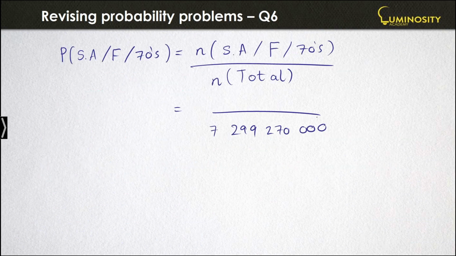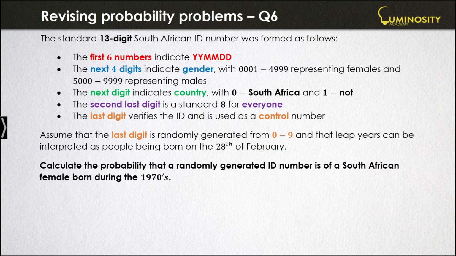Now we want the person to be from South Africa, be a female, and be born in the 70s. Okay, so let's logic this out. So we have 6 places here, 4 places here, 3 places here. Again, this second last digit has to be an 8, so there's only one way. Okay, so we want them to be from South Africa, we want them to be female, and we want them to be born in the 70s.